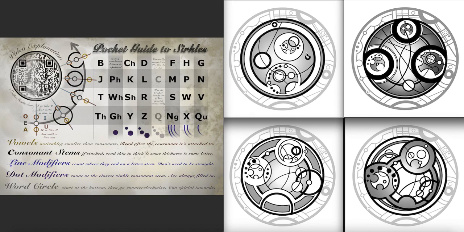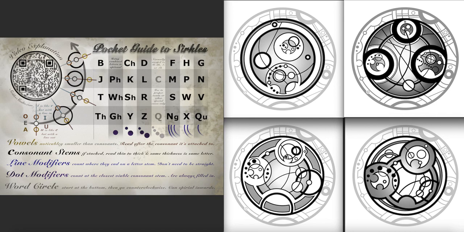So B-O-J-A-N, and then here's the Bojan on this one. Deep divot, B-O-J-A-N. This is probably the easiest one to read. This one's pretty easy too. B-O-J-A-N. And this one's tricky because I did something different with the N.